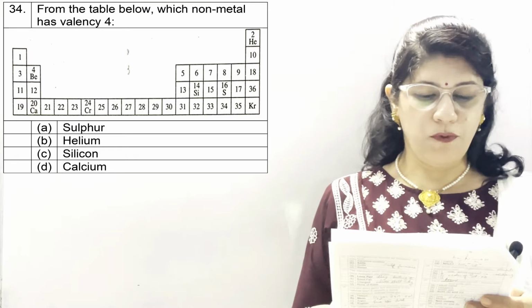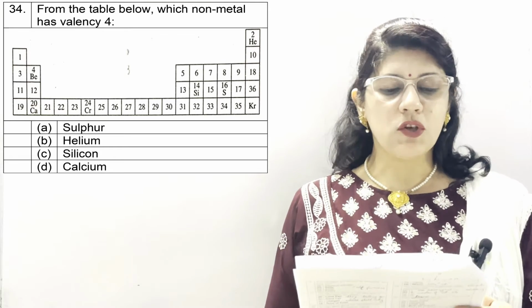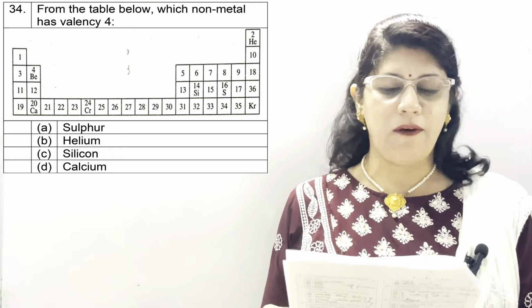In question number 34, a table is given in which non-metal has valency 4, we have to identify.